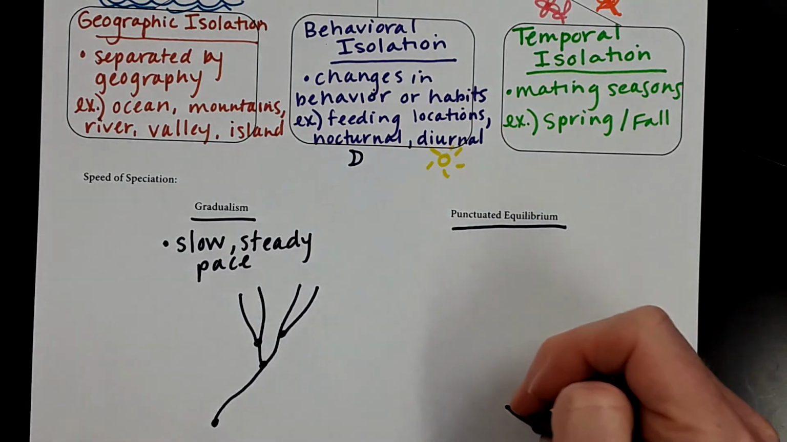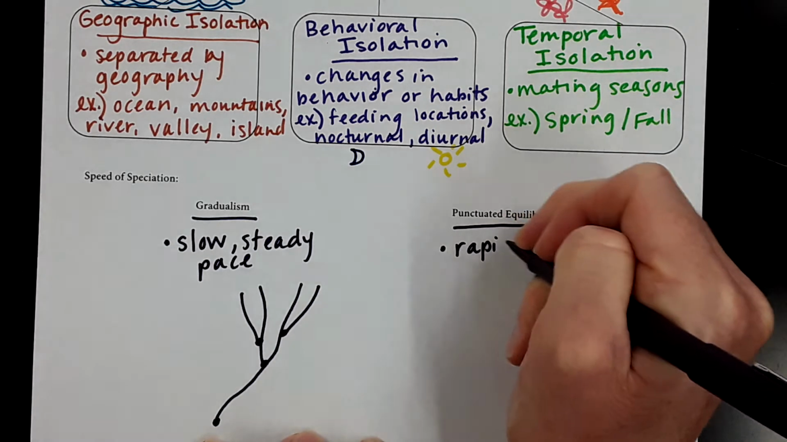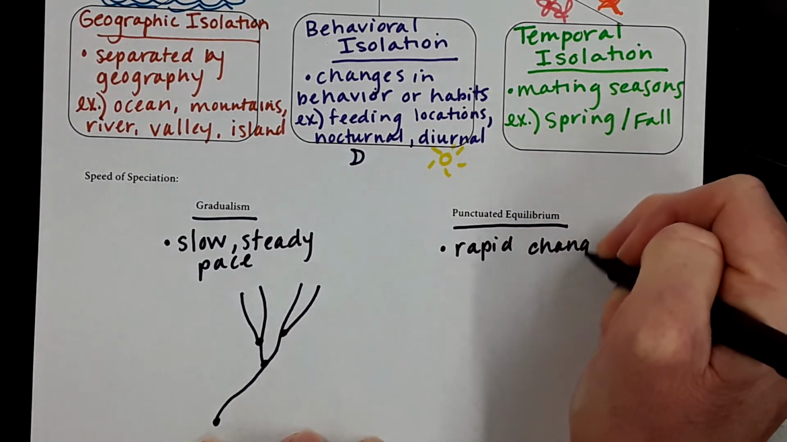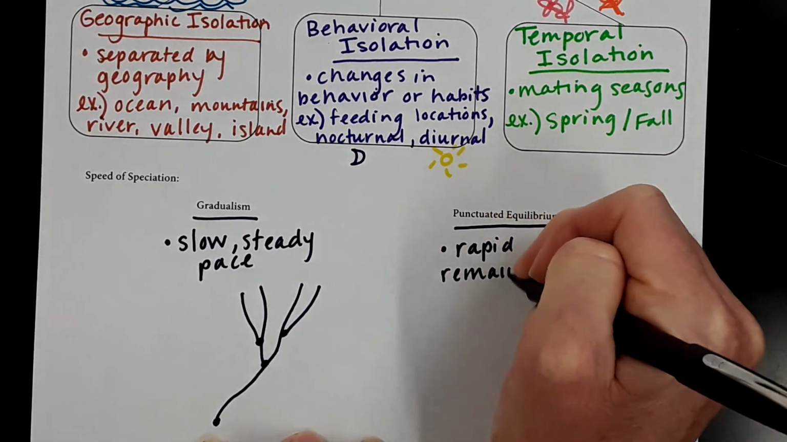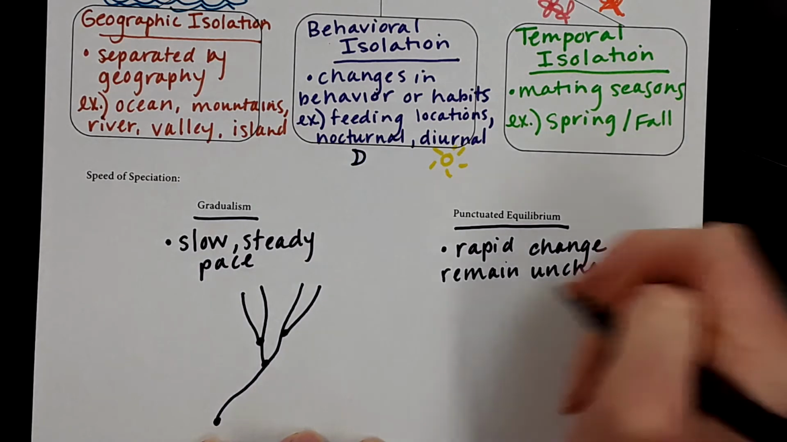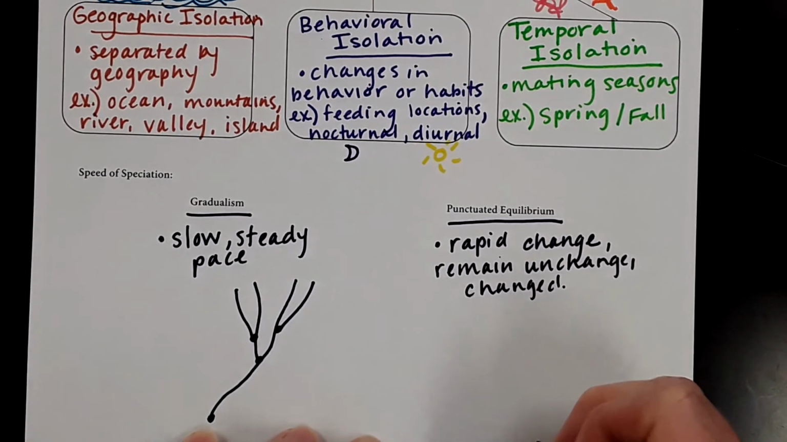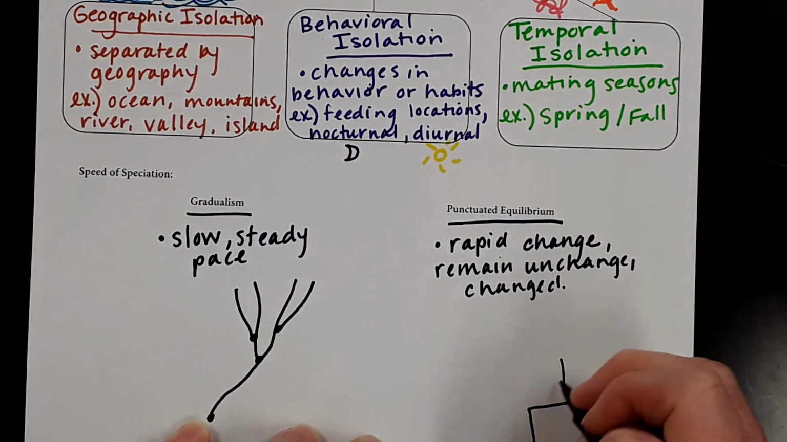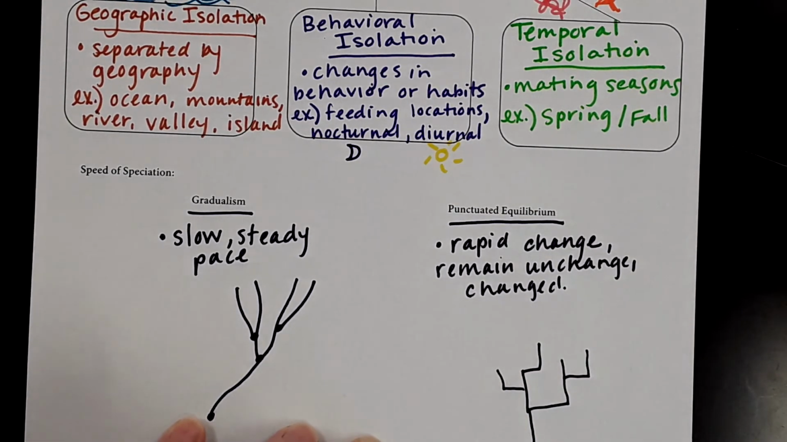The other type of speciation happens through what we call punctuated equilibrium. They could have really rapid change, and then things might remain the same for a while. And then they could change again, and then go unchanged for a while. So with this, we might have that original species and just this constant branching off of that species through reproductive isolation.